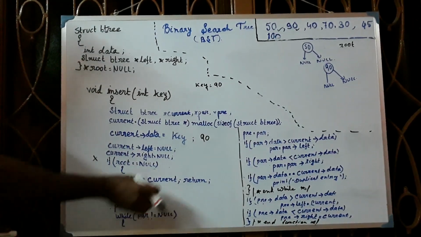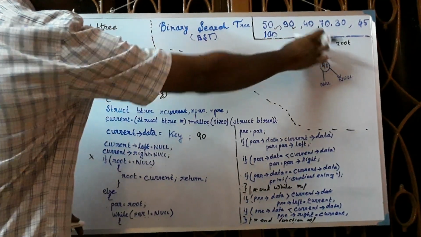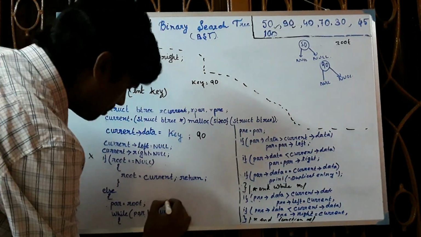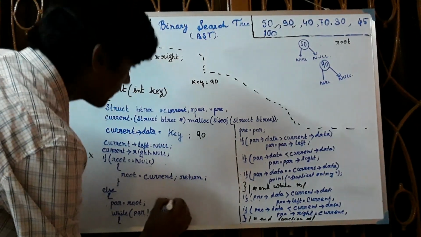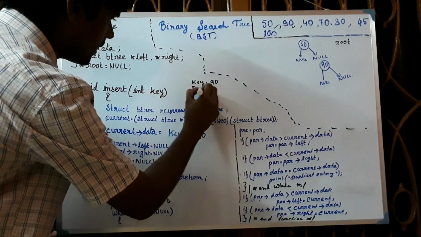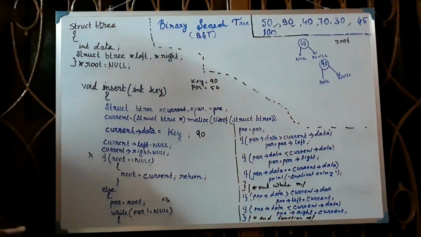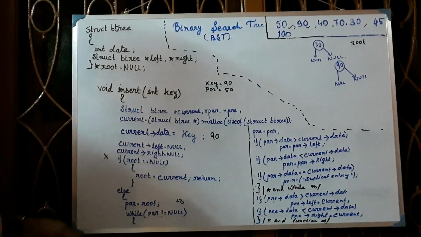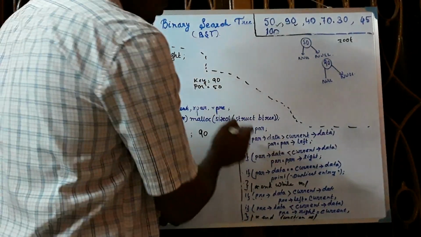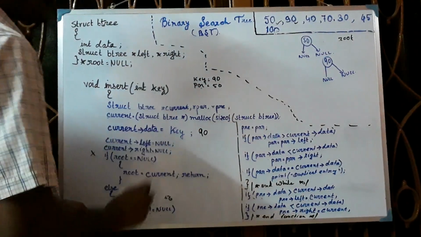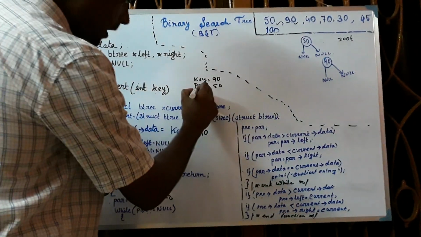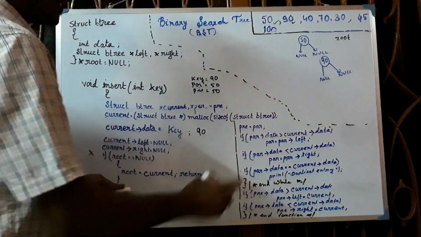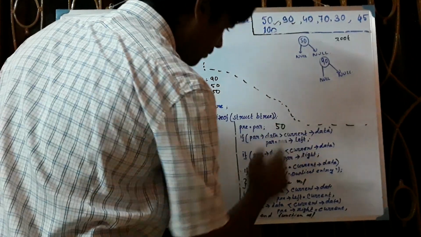Now what is the value of root? Root is 50. So parent, I can say parent PAR is 50. So I can write PAR equal to 50. Not equal to null. 50 not equal to null. Condition is true. Next, par equal to parent. What is par? Par is 50. So P will become also 50.